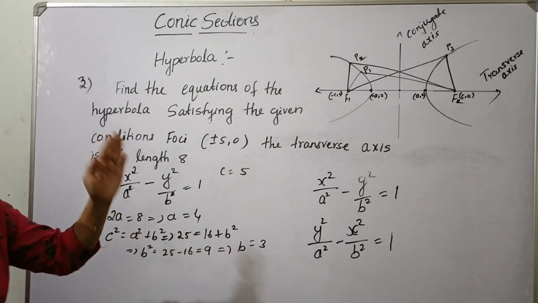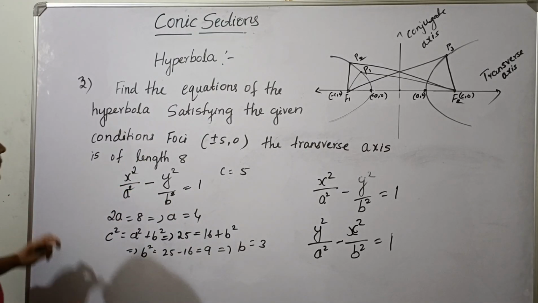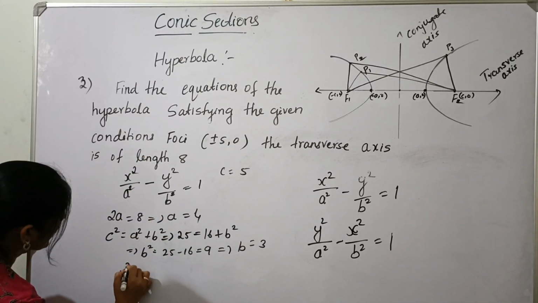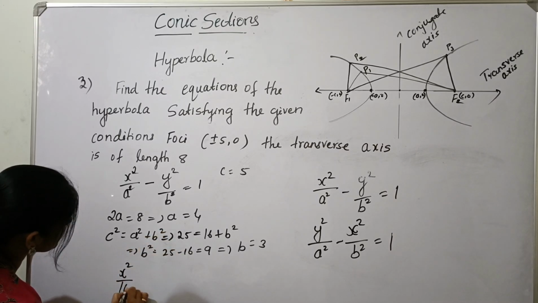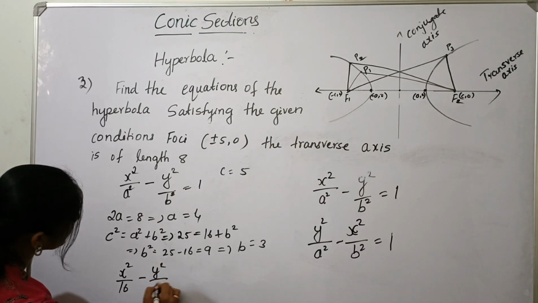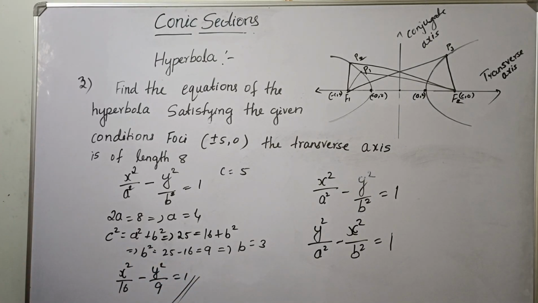Now we have a and b. Directly substitute in this equation so that we will get the required equation. So x square divided by a square, which is 16, minus y square by 9 is equal to 1. So it is the required equation of the hyperbola.